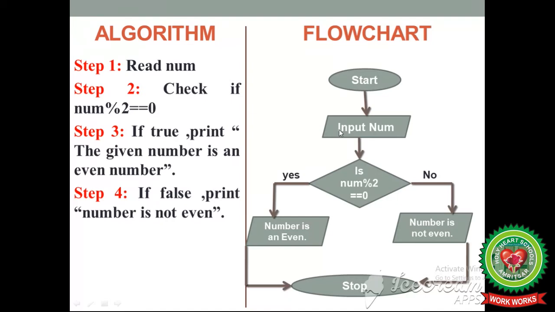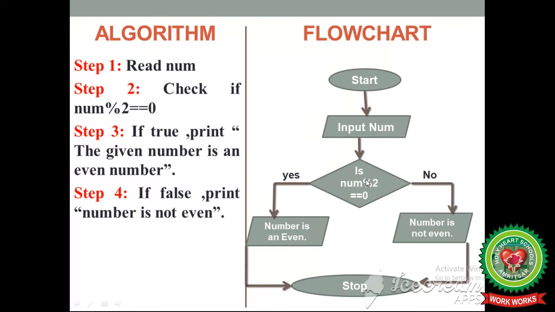Draw the input box and write input num. Now move to the algorithm. Step 2 is check if num modulus 2 equal to 0. This is a condition. So in the flow chart, draw a decision box. This diamond shaped box is called the decision box, and write down: is num modulus 2 equal to 0?